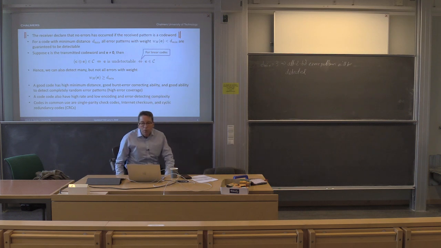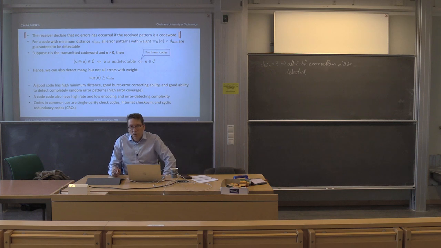Okay, now can we say something more about detectable and undetectable error patterns? Yes, we can, at least when the code is linear. So we will use this. Suppose C is the transmitted code word and E is not equal to 0. So an error has occurred. Okay? So a non-zero error pattern. Then if C plus E is in the code, then we say that E is undetectable.